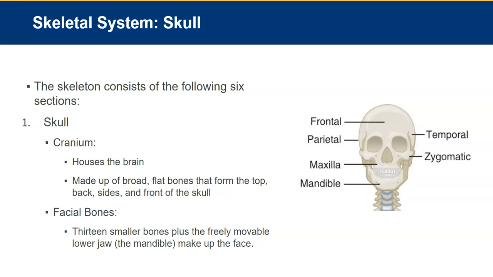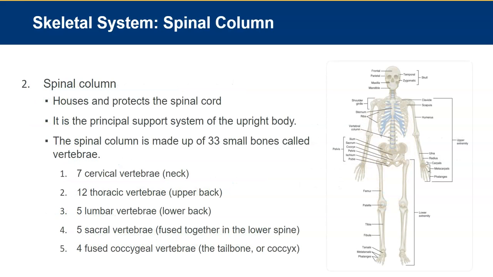So let's start at the top. The skull, the first section to consider, is principally composed of the cranium, or the brain case, broad, flat, protective bones on the top and the sides and the back of the skull, such as the frontal bone, the parietal bones, and then the facial bones, such as the maxilla and the mandible that make up those parts of our face.